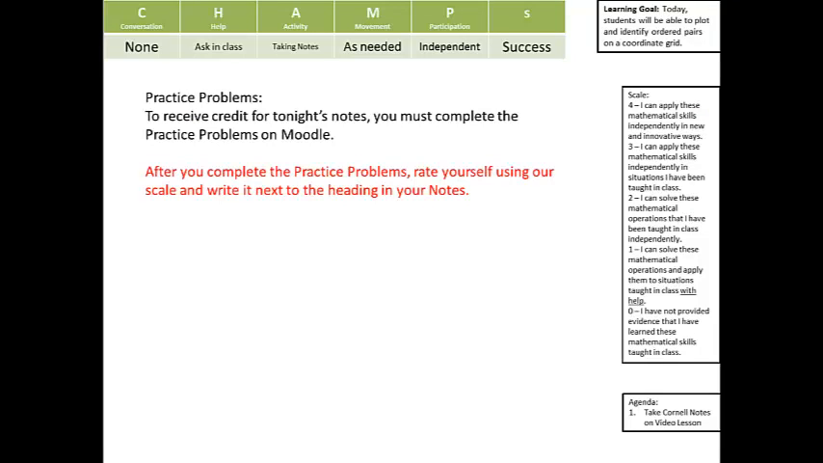All right, so that concludes our lesson for today. Go ahead and go on to Moodle, and do the practice problems on Moodle. Once you finish that, then come back to your notes and rate yourself using our scale. How comfortable are you? Where are you on our scale in plotting and identifying ordered pairs on a coordinate grid? Go ahead and write that next to your heading in your notes. If you have any questions, please bring them to class tomorrow and we'll go over them then.